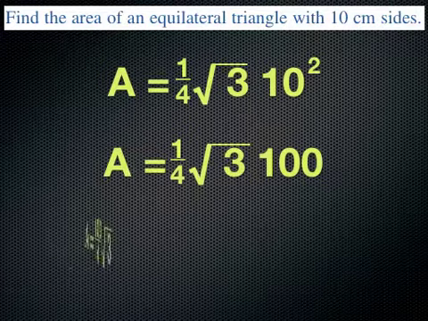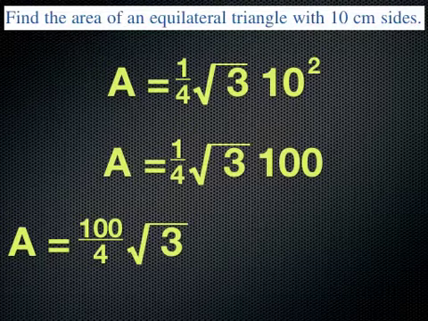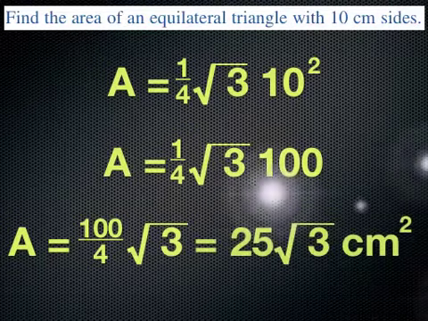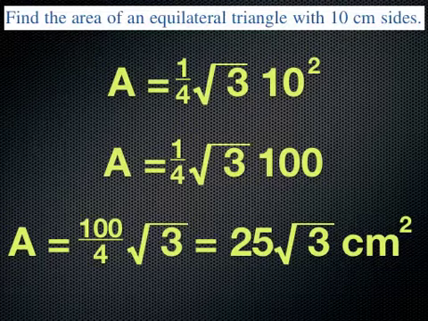So the area is 100 divided by 4 times the square root of 3. 100 divided by 4 is 25, so 25 times the square root of 3 centimeters squared is my answer. This would be the exact area of this equilateral triangle. If they asked for my answer as a decimal, I could plug in 25 times the square root of 3 into my calculator and write my answer as a decimal. But for now, we're going to leave it as an exact answer.